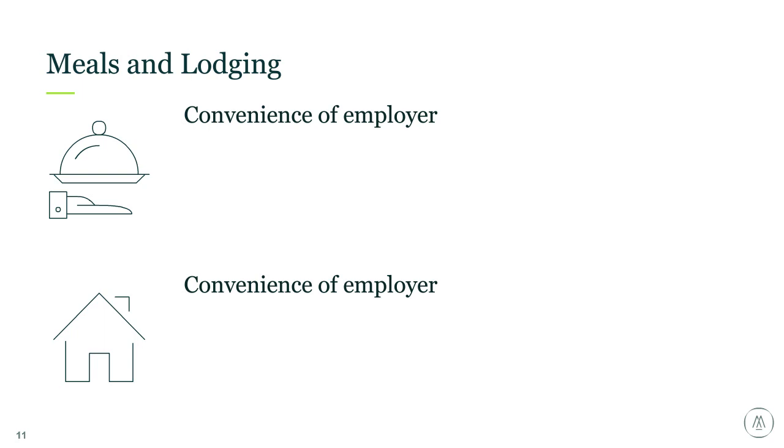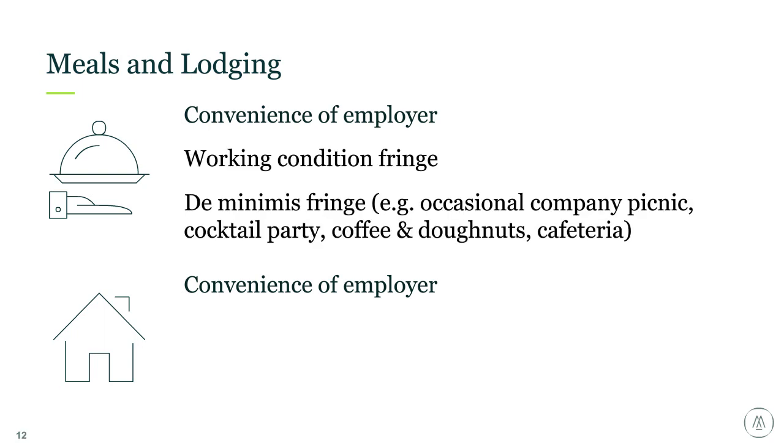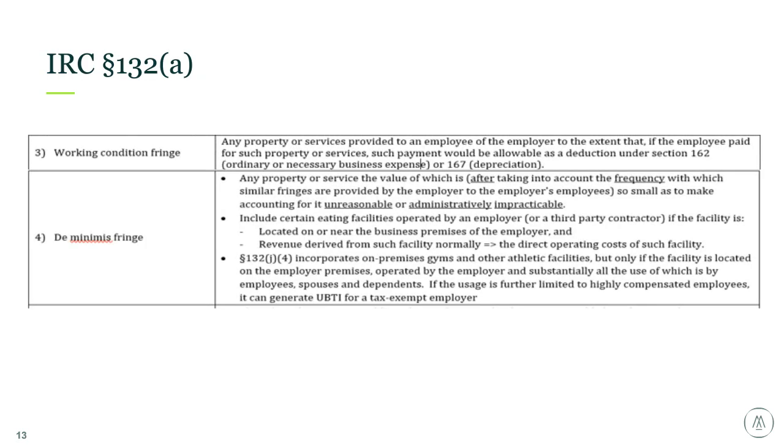If you can't use the convenience of the employer exception under 119 that we just talked about a minute ago, you might be able to use the working condition fringe, which was the third one on that 132 slide that we had, or the de minimis fringe, which is more for occasional company picnic, cocktail parties, coffee and donuts, those types of things. So to give you a little more meat on the bones of those two exceptions, our screen now has the next two 132 exceptions that are on that handout.